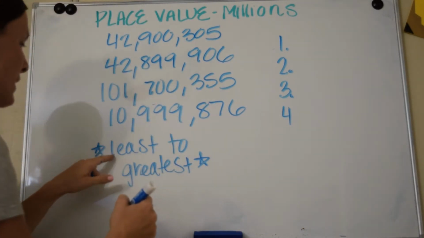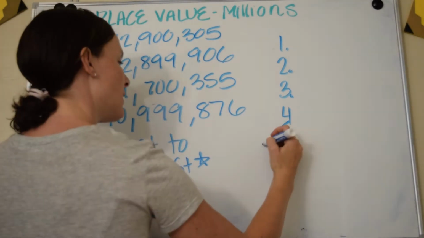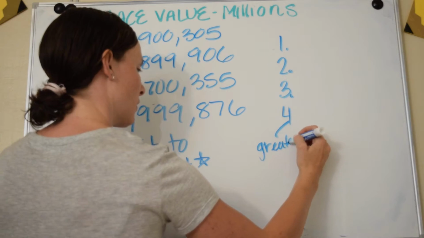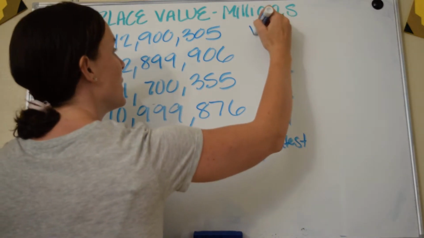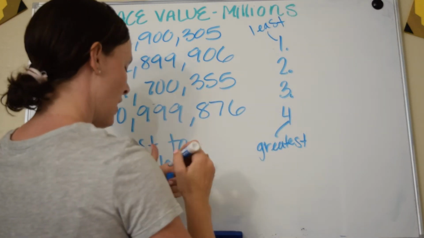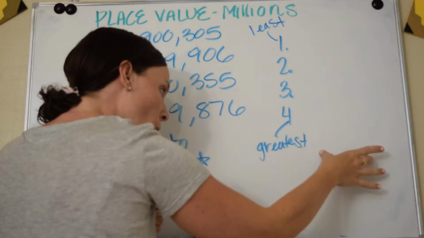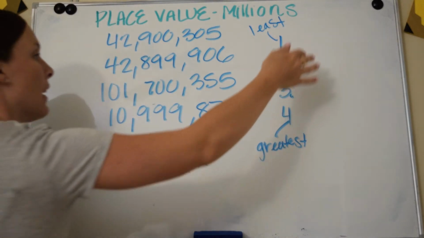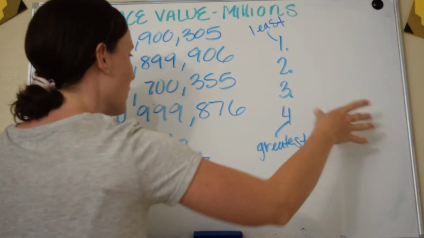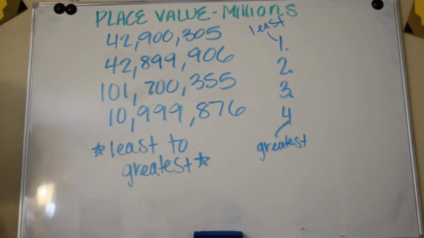So if they want it least to greatest, this one needs to be the greatest number, and number 1 needs to be the least or the smallest. And then if we're putting it in order, remember, in order, it has to go from smallest to biggest. And then we'll know that we're putting them in the right spot in our list.